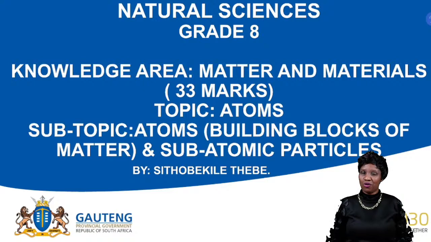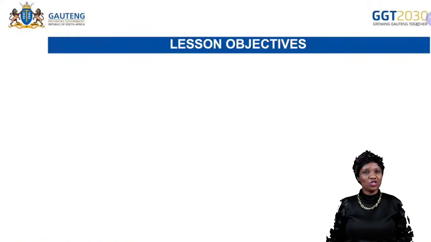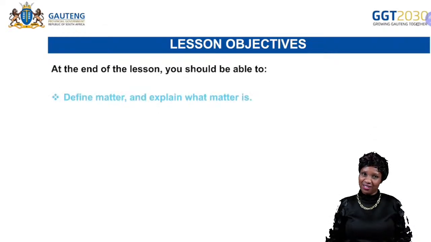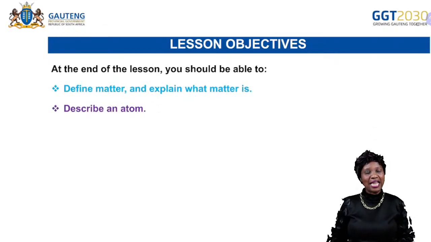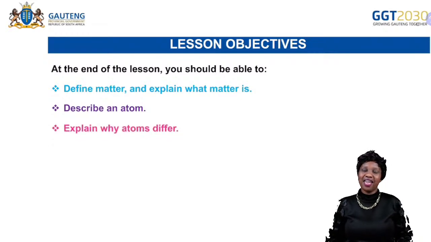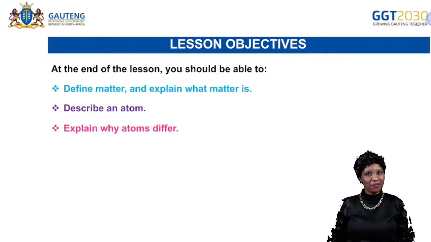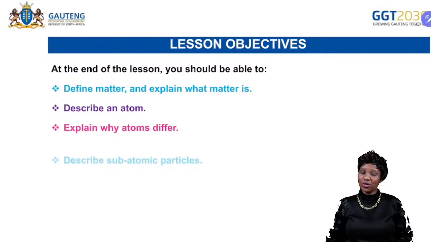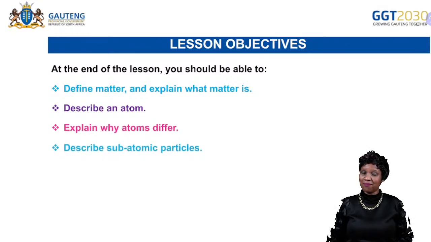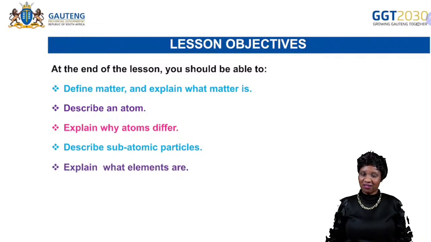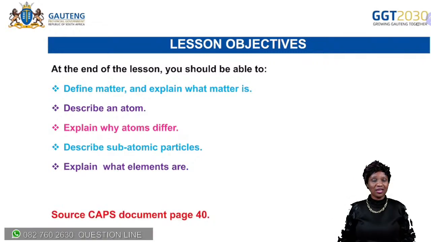Let's check the objectives. Remember, we need to aim at achieving something. What is it that we're going to achieve today, grade 8? We're going to define matter and explain what matter is. We are also going to describe an atom, and explain why atoms differ. Then we're also going to describe subatomic particles and explain what elements are. We get all this from the CAPS document, page 40.